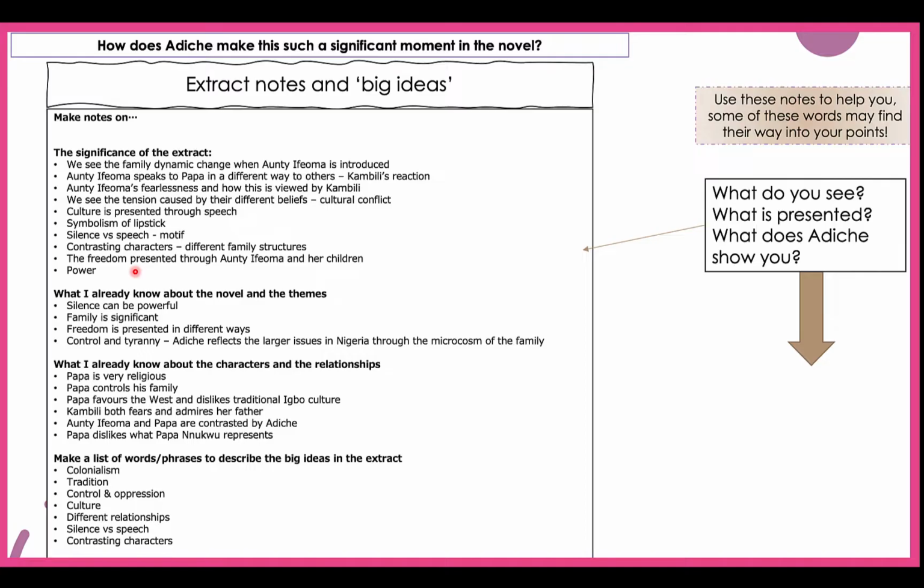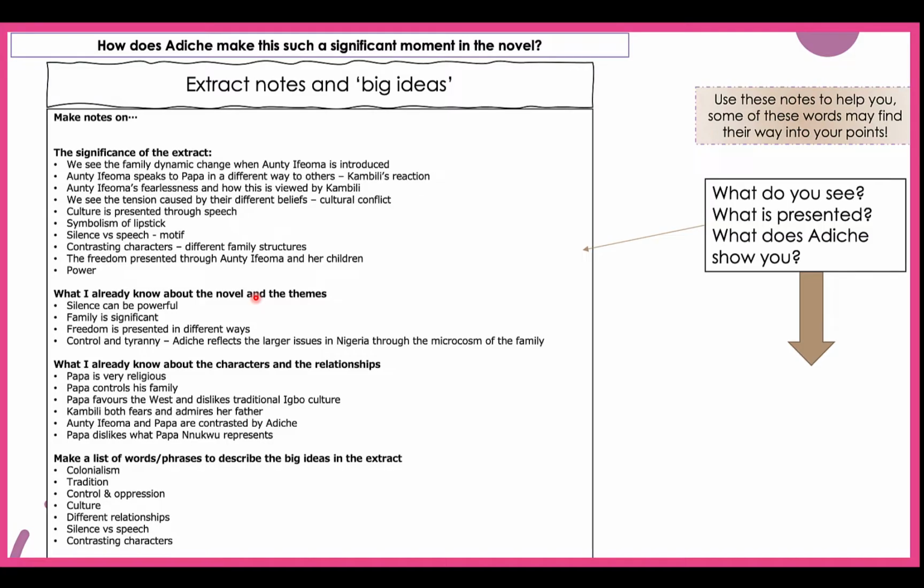Power runs through the entire novel, not just with the characters, but for them as a microcosm of what's happening in the political landscape of Nigeria at the time. But we do see this power dynamic not only between Papa and Auntie Ifeoma, but we see how Papa's power is presented here and how it's maybe structured in a very different way to what we're used to, which is interesting. Now, these are things that I already know about the novel and the themes.